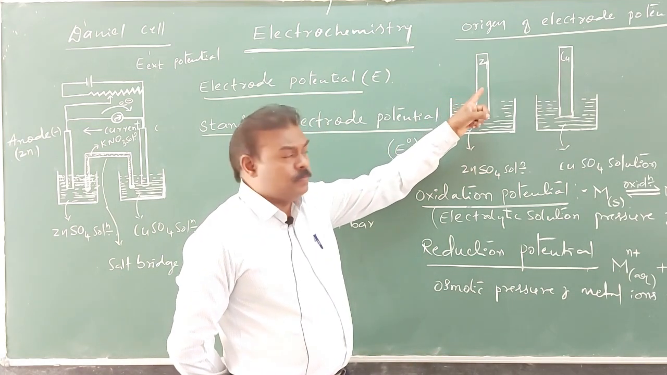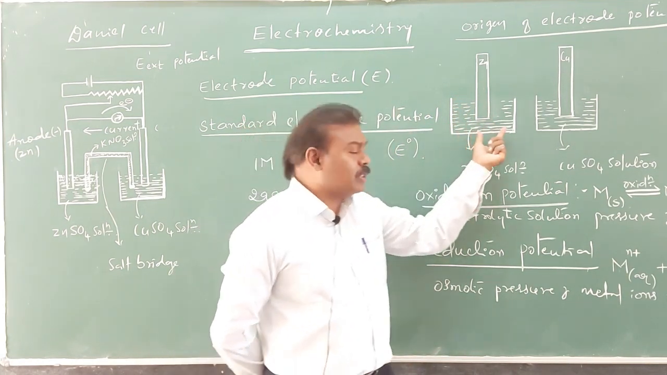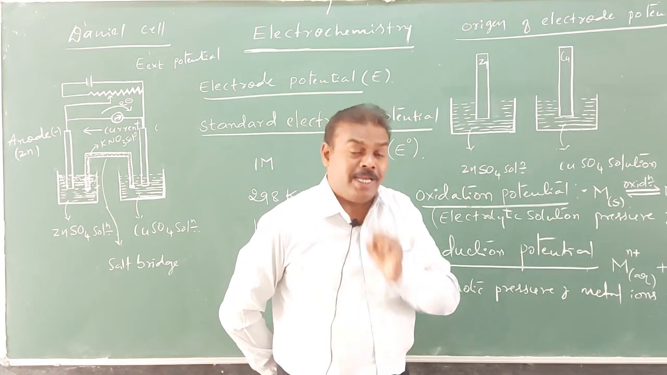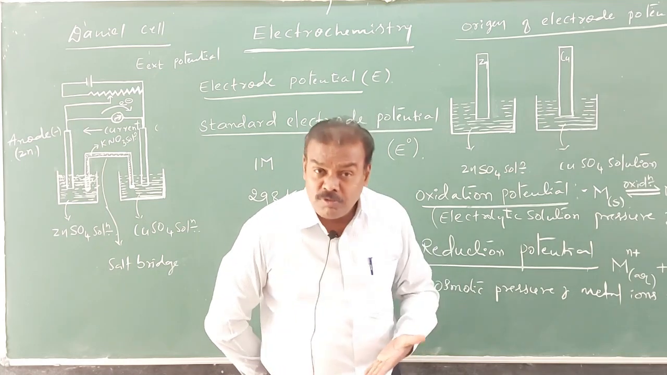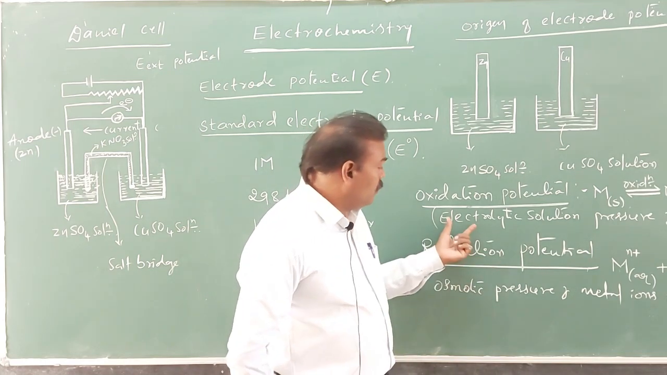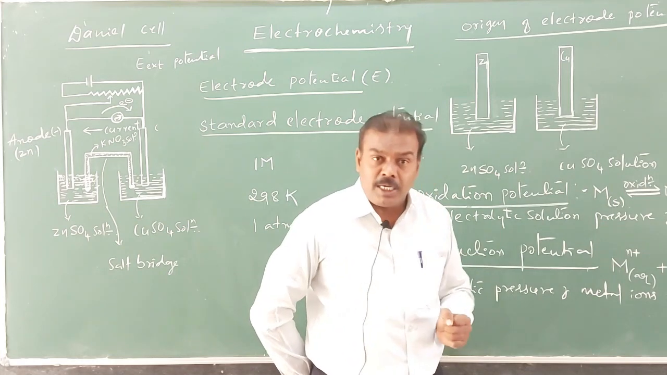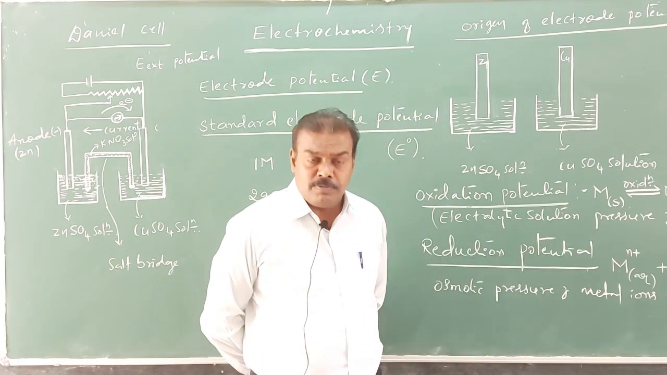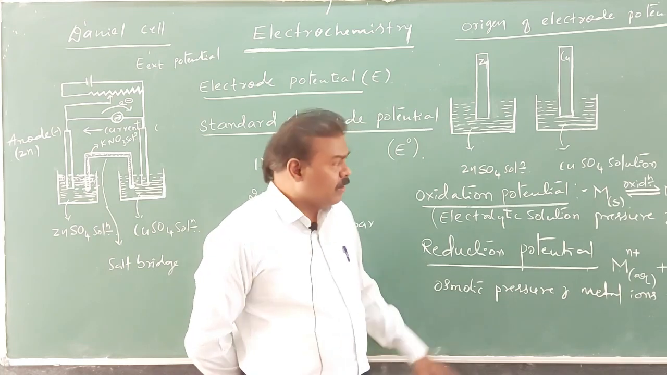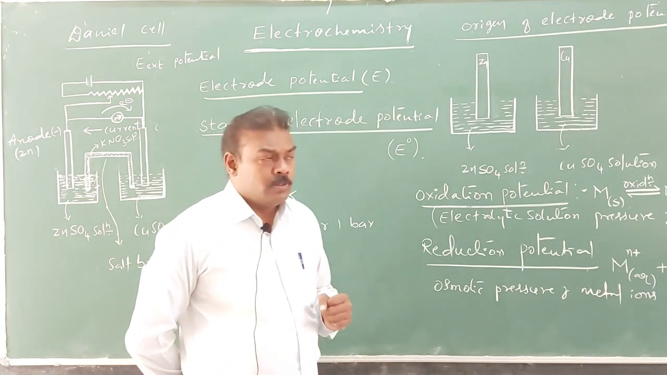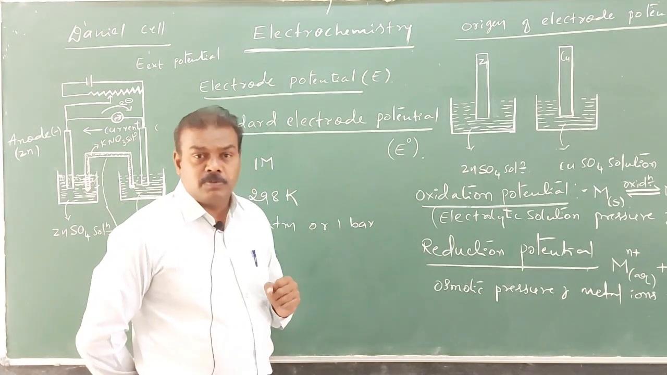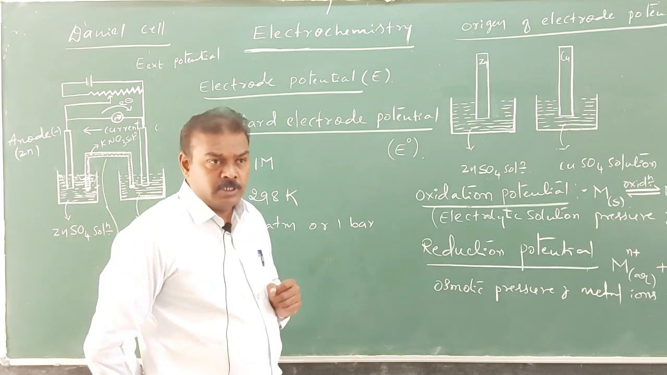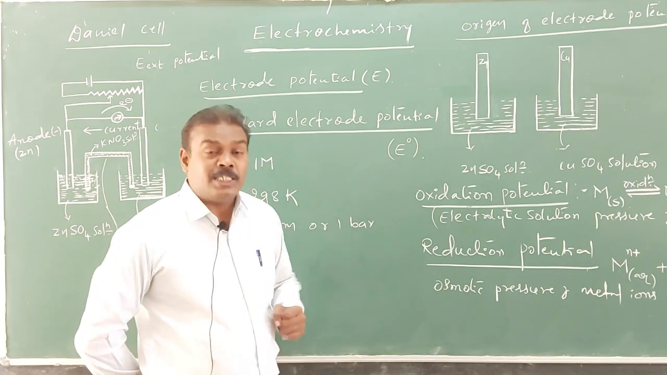Whenever the metal is in contact with the solution of its own ions, two forces start operating. What are those two forces? The electrolytic solution pressure of the metal, and one more, the osmotic pressure of metal ions in the solution. Now here, when the zinc metal is kept in the solution of its own ions, what happens? The zinc metal undergoes oxidation.